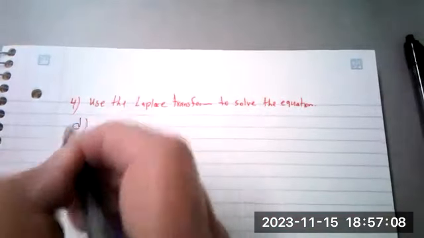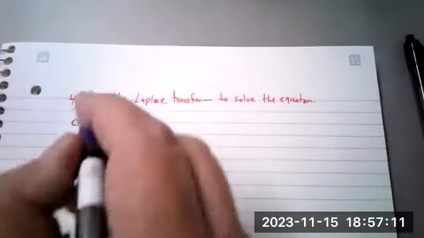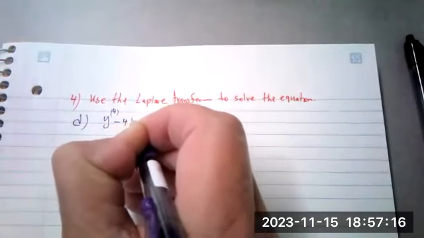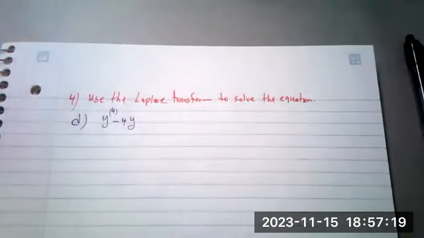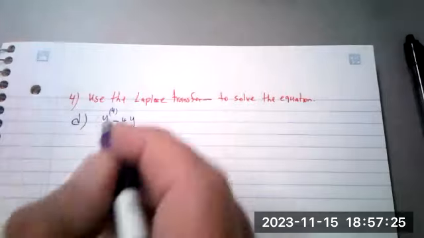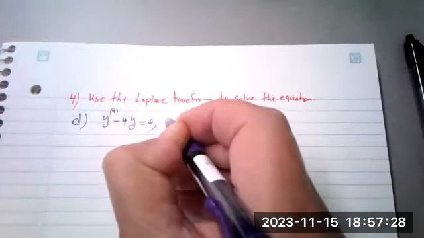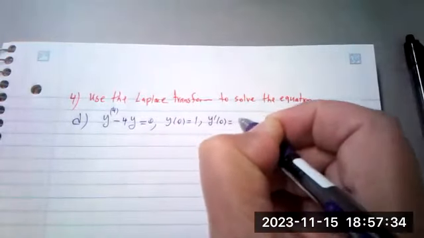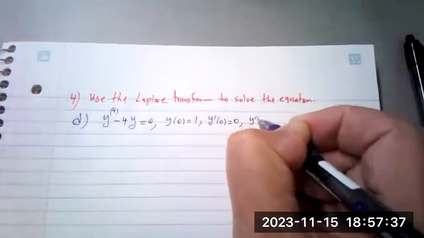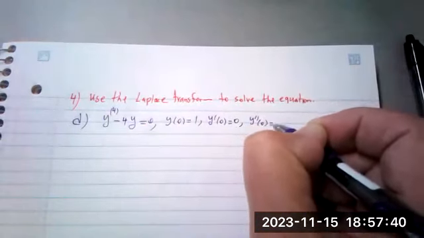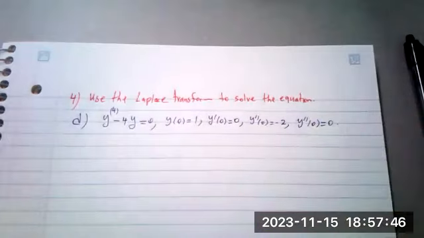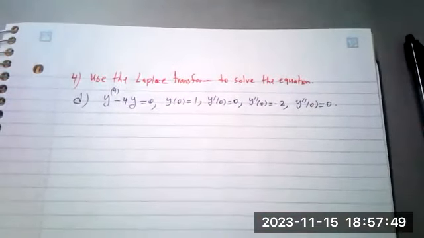So we do part D, and I give you the solution for all of them. You want to check to make sure that you remember that formula, the Laplace of the derivatives. Laplace of y to the fourth derivative minus 4y equal to 0, with the initial conditions y of 0 equal to 1, y prime of 0 equal to 0, y double prime of 0 equal to negative 2, and y triple prime of 0 equal to 0.